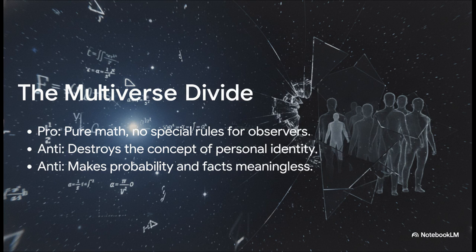Finally, let's wrap things up with Part 6, the great philosophical debate. As you can imagine, claiming that every possible outcome is literally true generates immense controversy among top thinkers. The multiverse divide is incredibly fierce. Proponents of many worlds love it because it relies purely on the standard math of quantum mechanics. It doesn't invent magical rules for observers, which makes it beautifully elegant. But the critics are just as vocal. They argue that if you're splitting trillions of times a second, well, it completely destroys the whole concept of personal identity and the self. Furthermore, if every outcome happens with 100% certainty across the multiverse, then the entire concept of probability, the odds of anything happening at all, becomes totally meaningless.